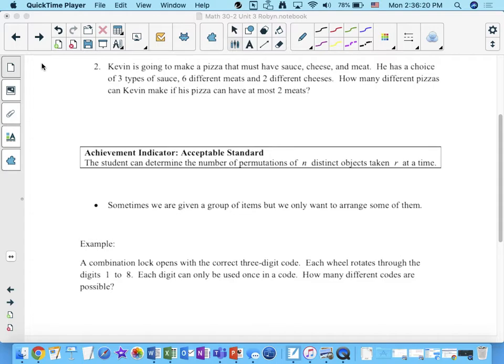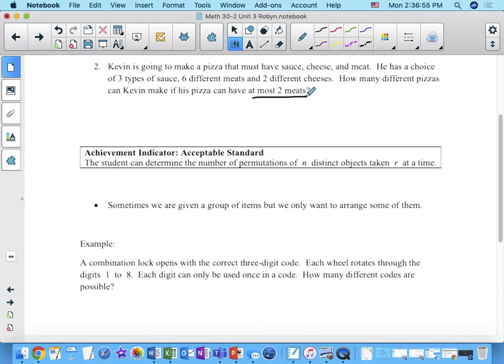Kevin's going to make a pizza that must have sauce, cheese, and meat. Got to have those 3 things. He has a choice of 3 types of sauce, 6 different types of meat, and 2 different cheeses. How many different pizzas can Kevin make if his pizza can have at most 2 meats? So what could Kevin have on his pizza? He's got to have sauce, cheese, and meat. So let's talk about this piece. At most 2 meats. Well, if it's at most 2 meats, how many meats could he have?